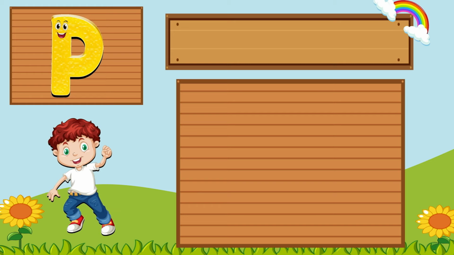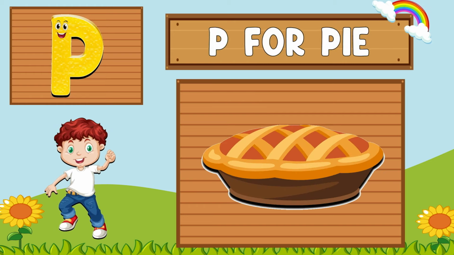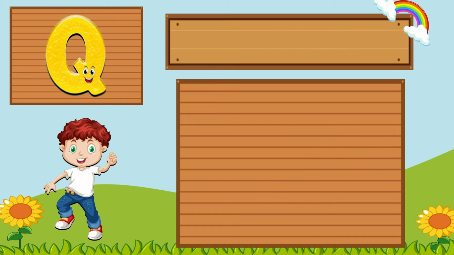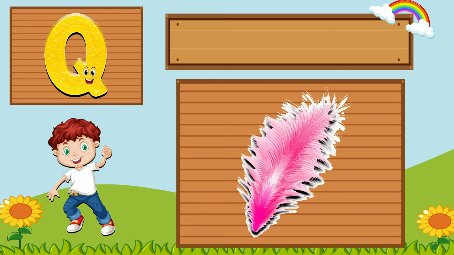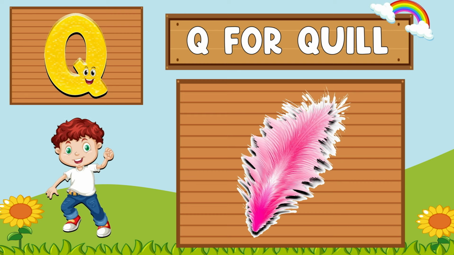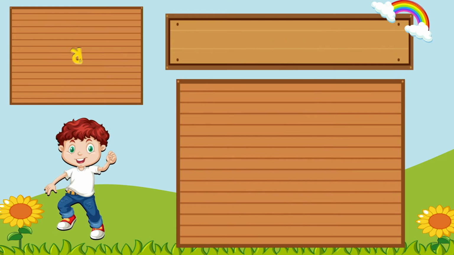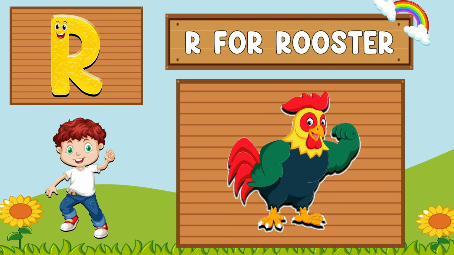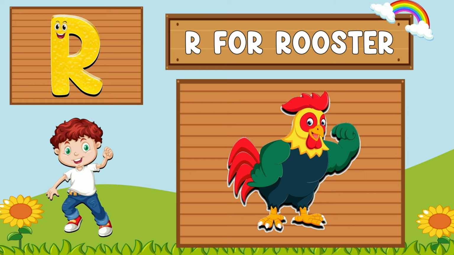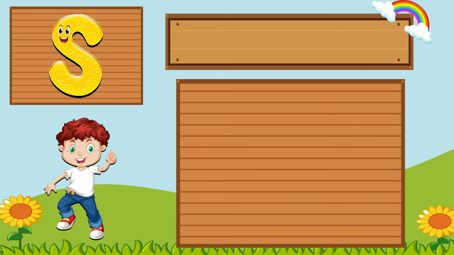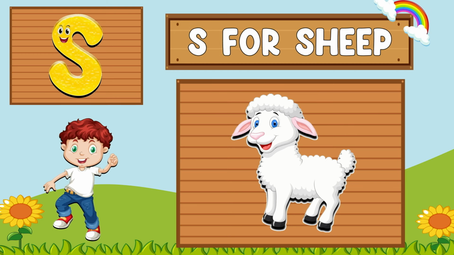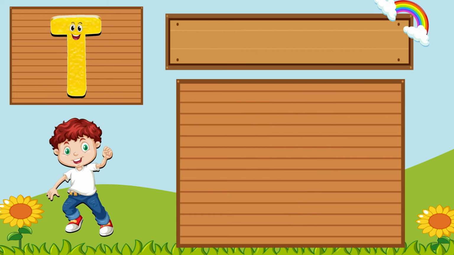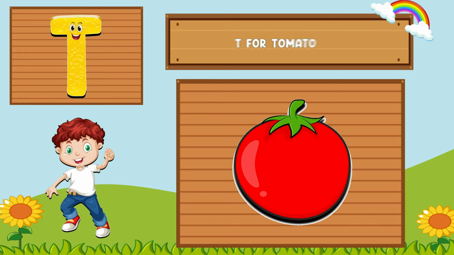P. P for pie. Q. Q for quill. R for rooster. S. S for sheep. T. T for tomato.